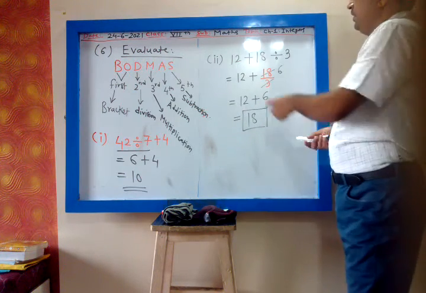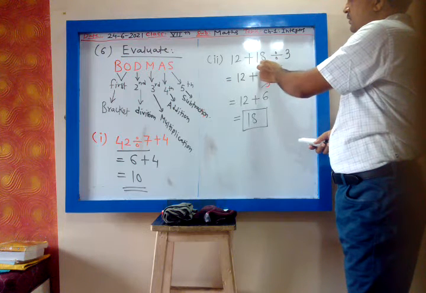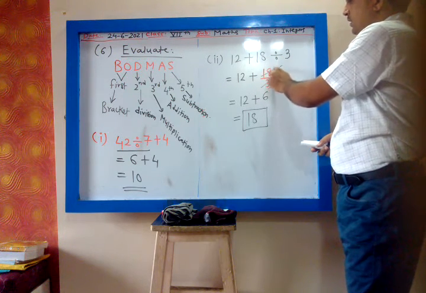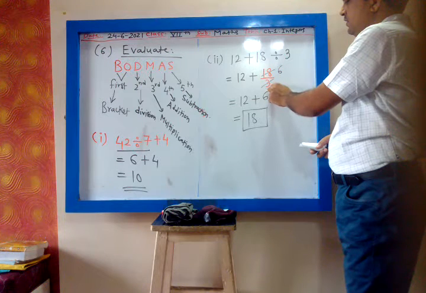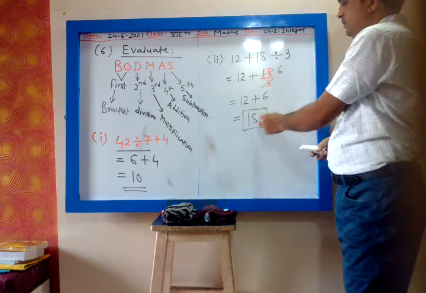So now you have addition and division. Which is performed first? Division. A divided by B, I can write A upon B. Then 18 you can cancel with 3. 3 ones are 3, 3 sixes are 18. 12 plus 6 will be 18.